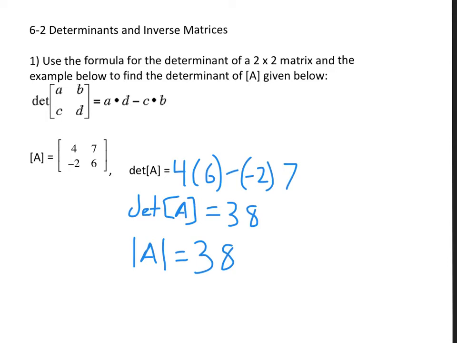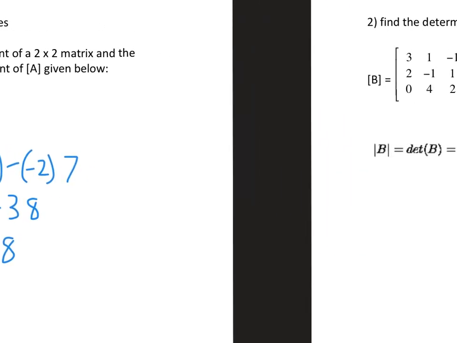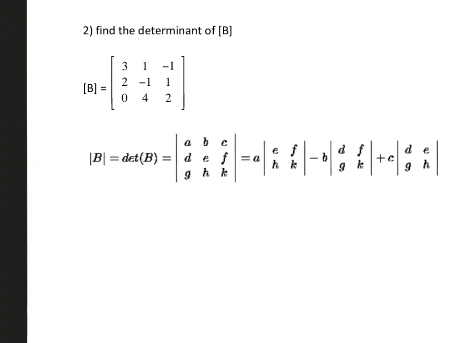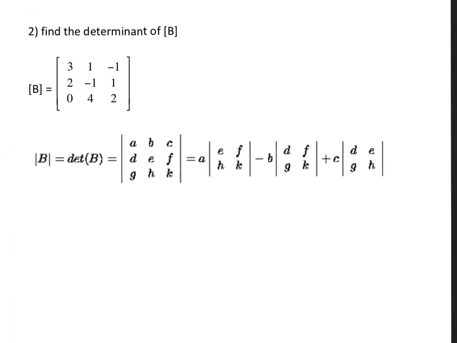Now, this is for a 2x2 matrix. The method we use changes a little bit based on the size of the matrix. So this is for a 2x2. Now let's look at a 3x3. So here we want the determinant of matrix B. And so we can see that matrix B is 3x3.